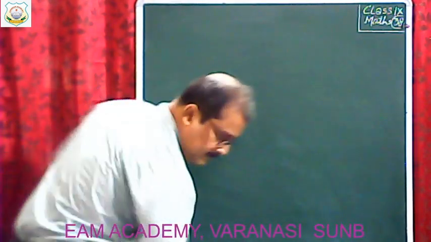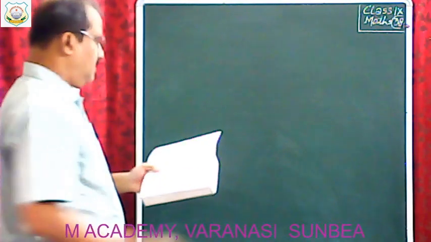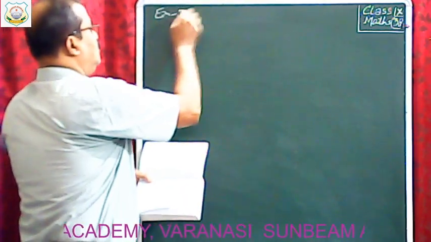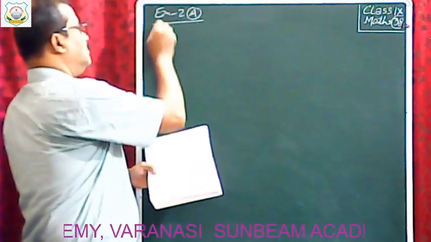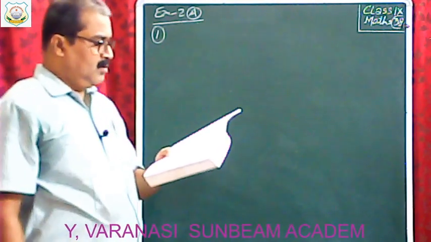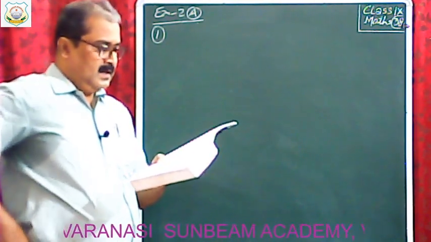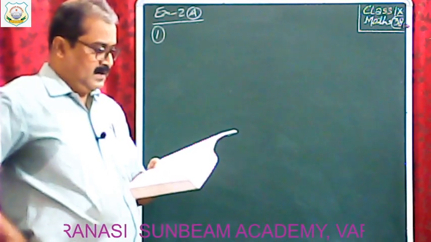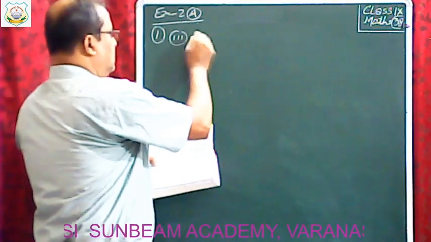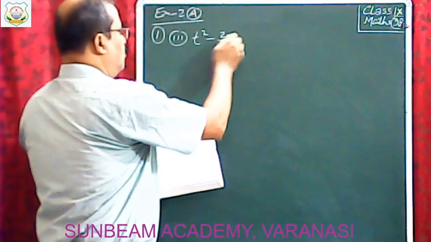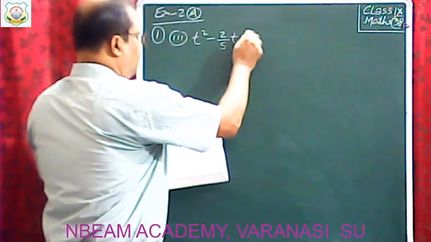Now thereafter, the first exercise, that is the introductory exercise of R.S. Agarwal, exercise 2A. Question number 1, introductory exercise. Which of the following expressions are polynomials? In case of a polynomial, write the degree. Okay, taking any one, third: t square minus 2 by 5t plus square root 5.